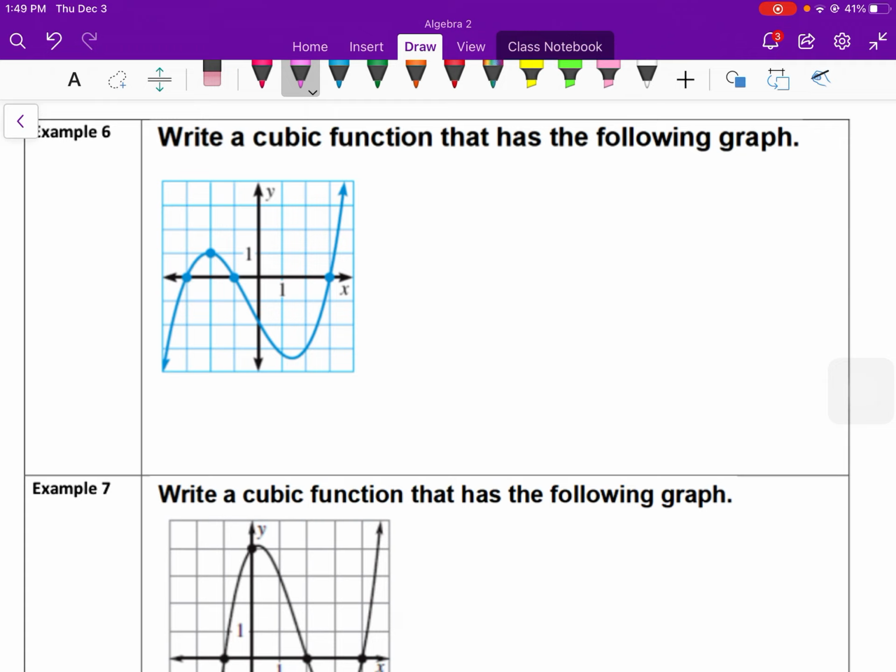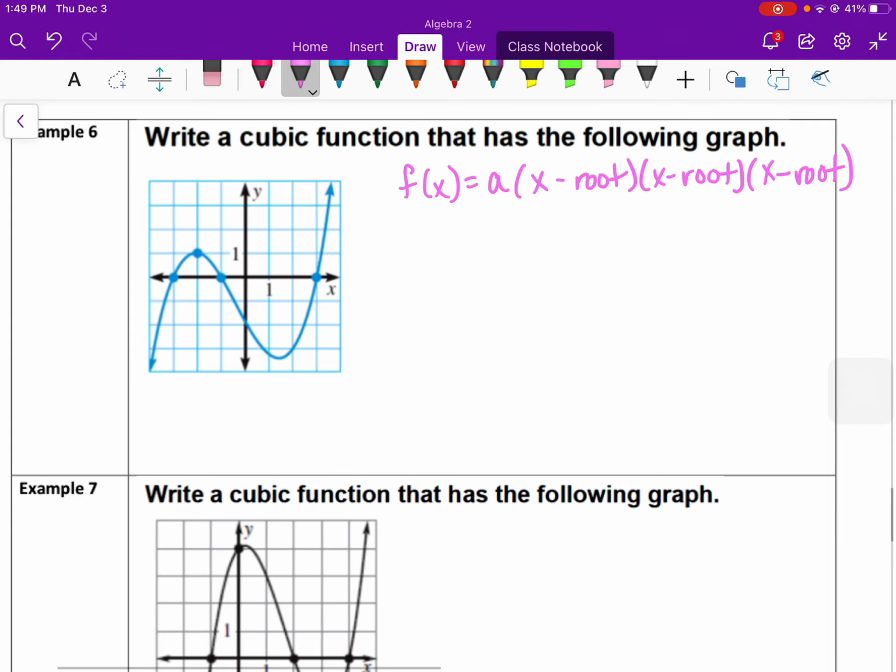Okay, next we're going to write the equation of a cubic function. Cubic functions have 3 roots. Similar to what we did in the last section, you have f of x equals a, and then it's x minus the root times x minus the root times x minus the root.